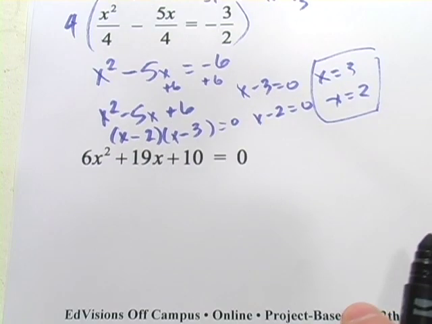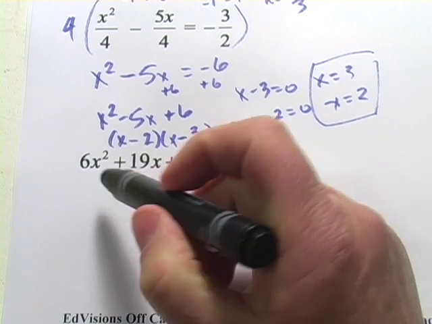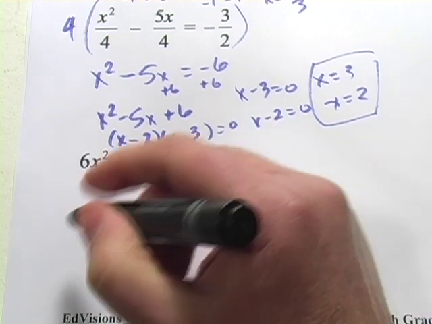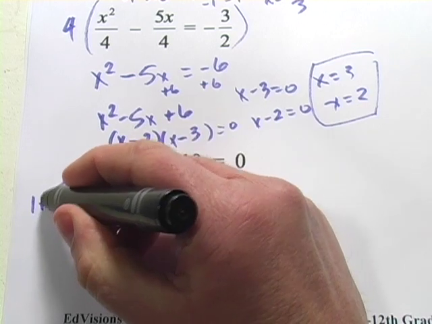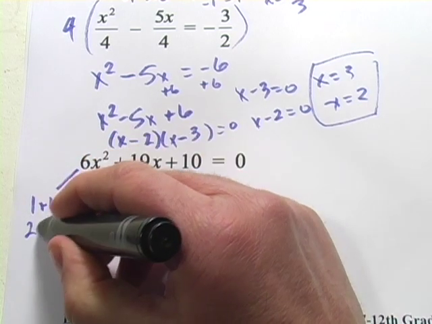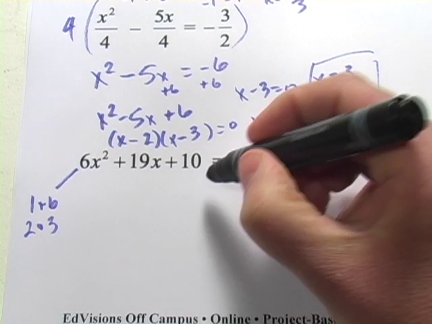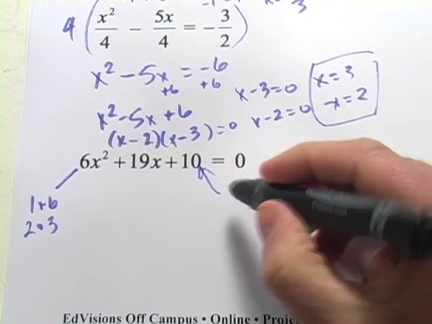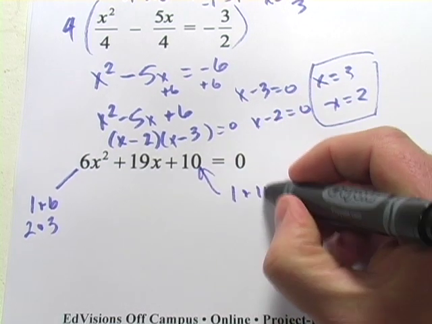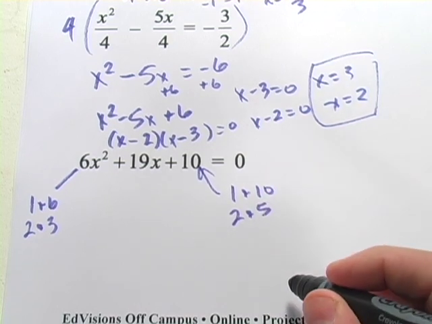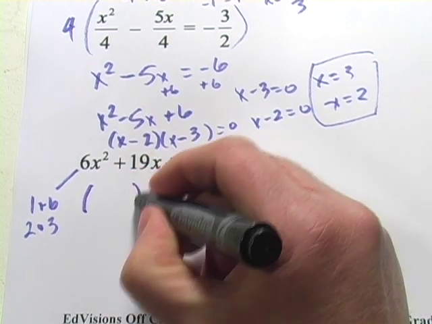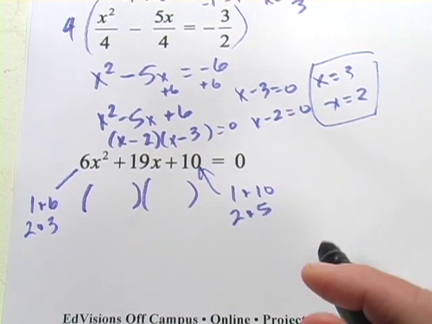All right, let's try one more hard one. This one's got a 6 on the leading term. So let me list the factors here first. So that would be 1 and 6, or 2 and 3. And our constant term is 10, so the factors there are going to be 1 and 10, or 2 and 5. So there's more to choose from, but it's not an endless list. I think we can figure this out. So let's see what's going to work here.